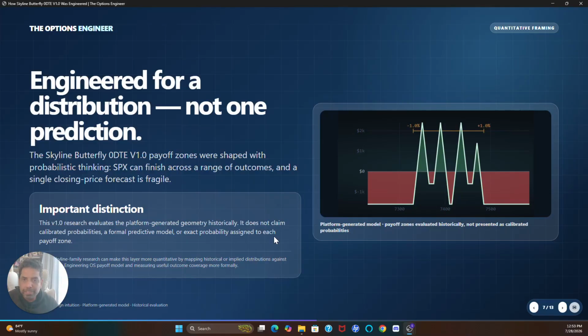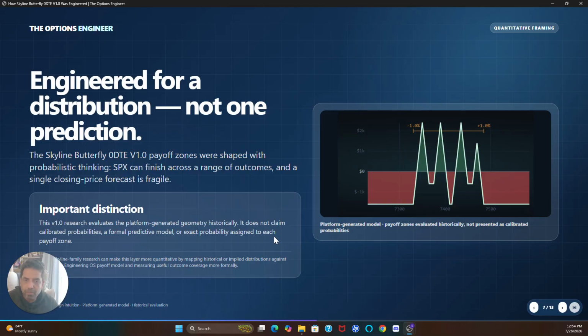There was also a probabilistic and quantitative idea behind the structure. The design begins with a range of possible SPX closing outcomes rather than a single point estimate. Markets produce a distribution of possible outcomes, and any single forecast can be wrong. The Skyline Butterfly 0DTE version 1.0 payoff map was shaped to create multiple payoff regions across a broader range, while also considering what happens outside of those regions.